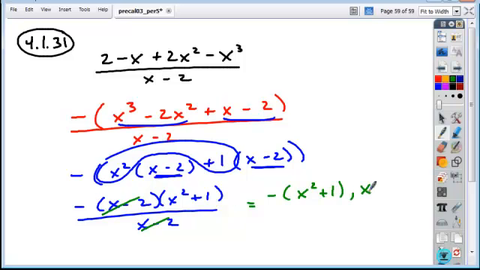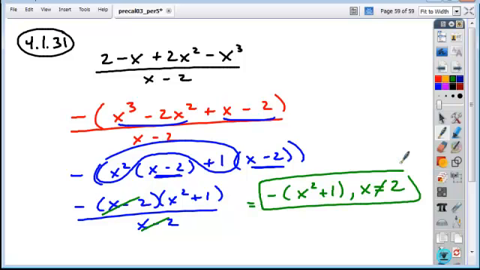And I did cancel a factor from the denominator, so I can account for that domain restriction. X can't be 2. And so that would be my simplified form. Now, if you distributed your negative through here, you're going to be fine. It should accept negative x squared minus 1 also. But there's no reason to. Just leave it as factors when you're writing your answer.